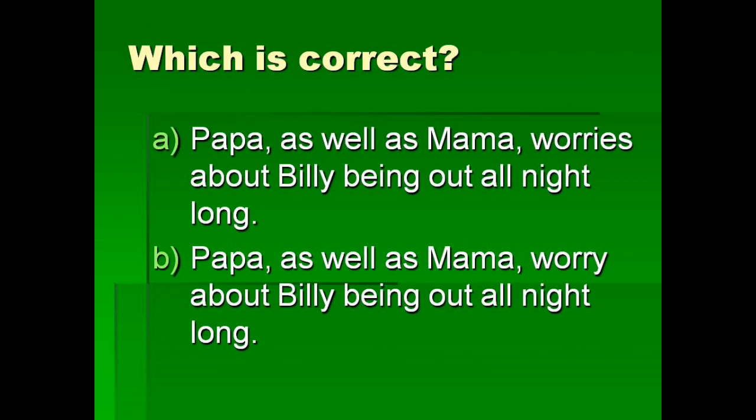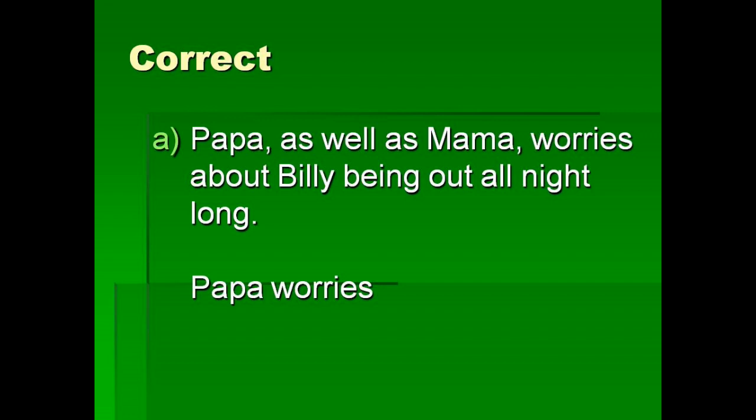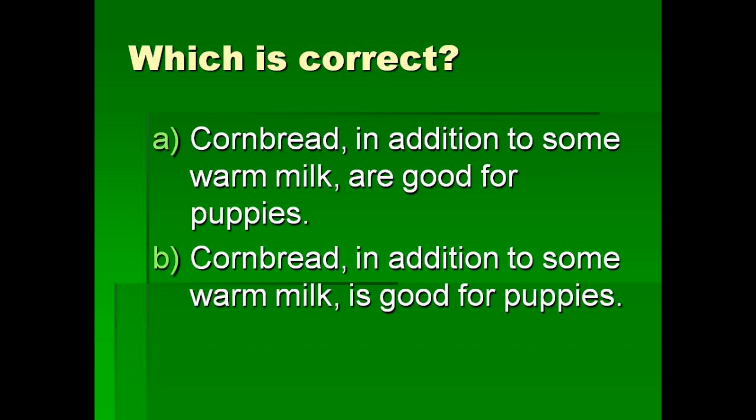Now, try this at home. You can try this at home. Are you seeing the sentences? Yes. You can tell me which one is correct. Okay. Let's see who's got it. Exactly. Papa as well as Mama worries about Billy being out all night long. So Papa worries, Mama worries. They are separate subjects. Try this one.